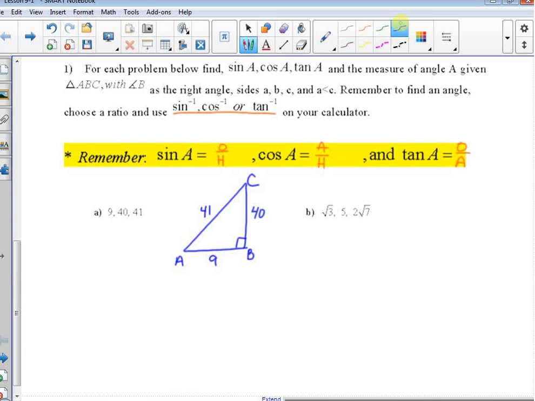Okay, so I'm going to mark off A, and then I'm going to look at the 40 from the A, that's the opposite. The 9 is the adjacent, and the 41 is the hypotenuse. So I would like the sine of A, which is opposite over hypotenuse. So that's going to be 40 over 41.